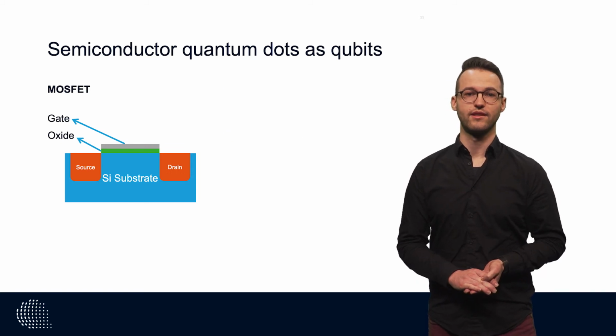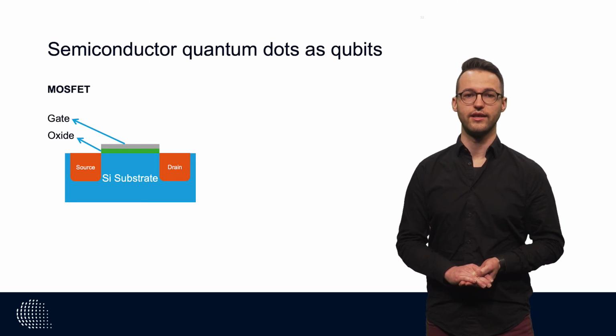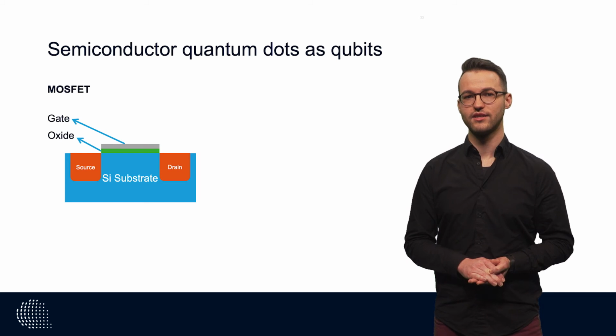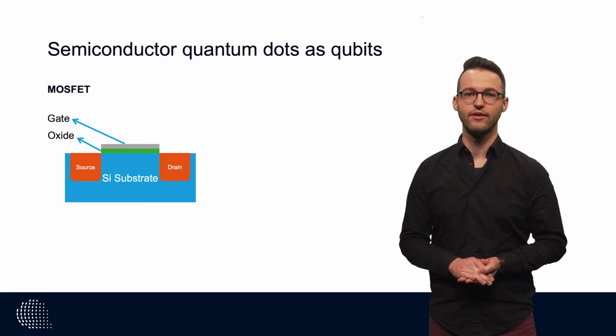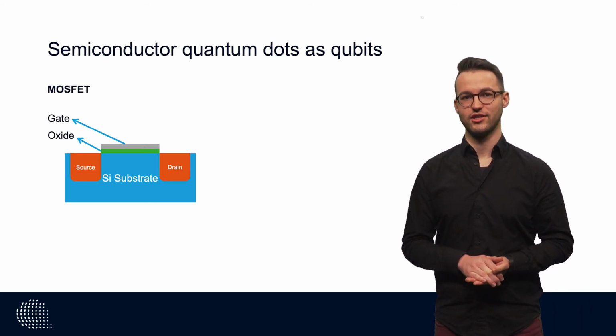The difference with respect to a regular MOSFET is that a quantum dot creates an island on which it can isolate electrons. Confining electrons in a quantum dot requires operation at temperatures close to absolute zero in order to suppress charge fluctuations into and out of the dot. Now, let me show you how to build such a dot.